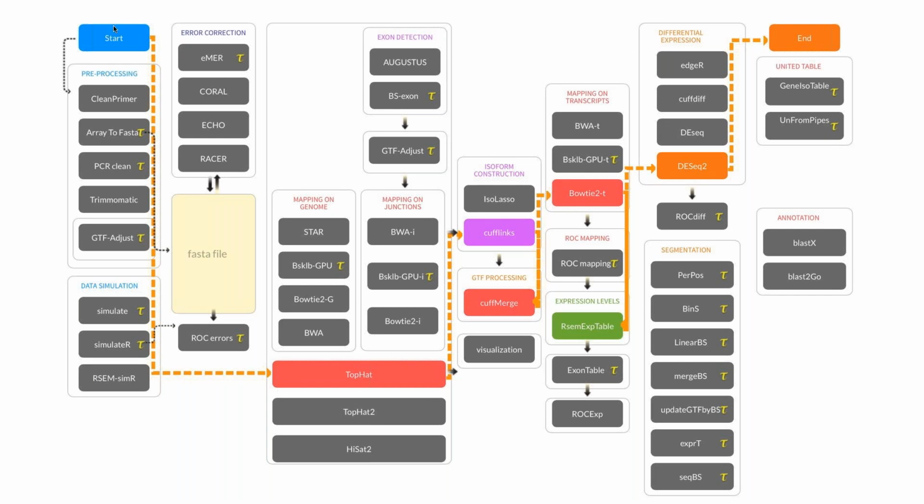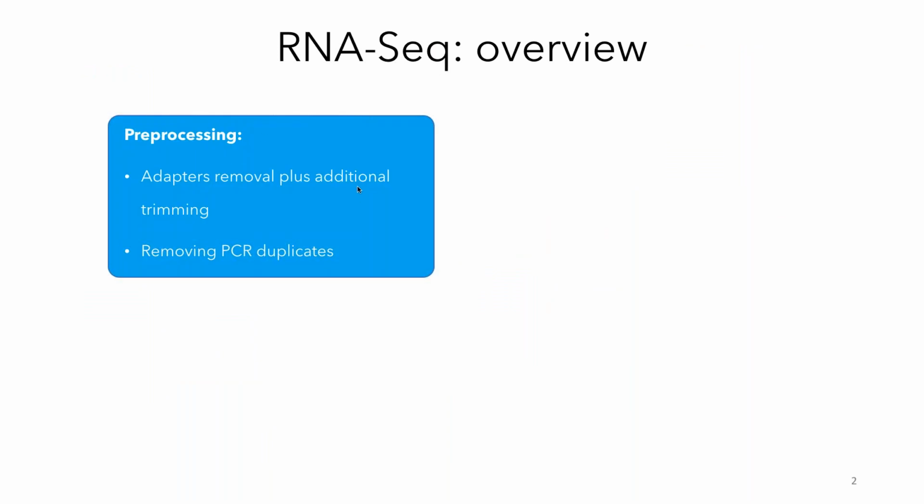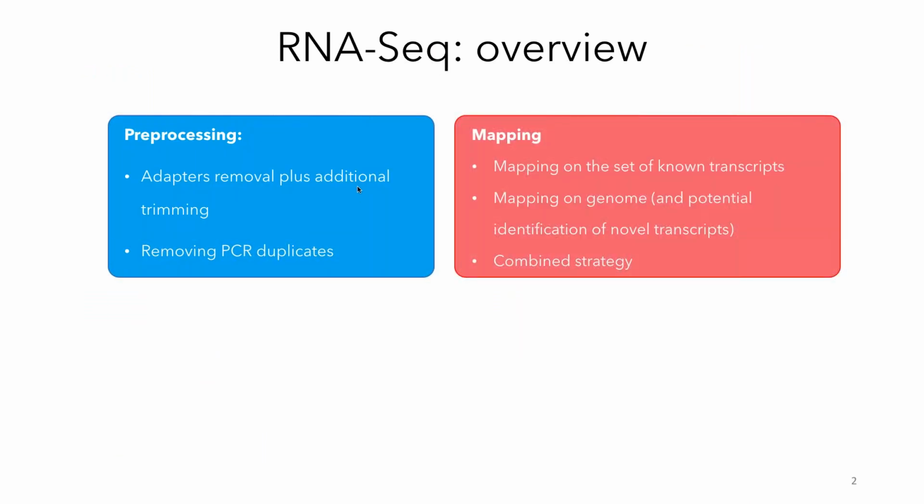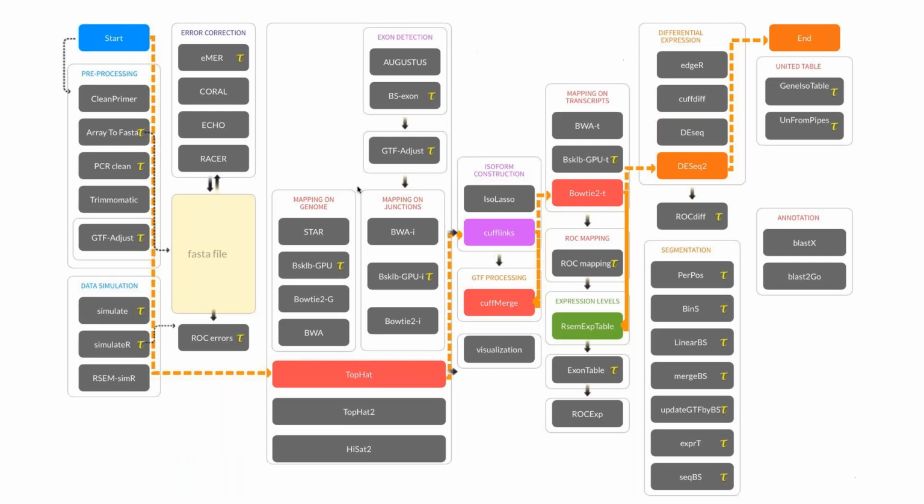Okay, so what we see here in terms of colors, as you can see, the blue is pre-processing, the red is mapping, green is quantification. So let's take a look over here. This is, sorry, the differential gene expression. So you can see the blue, we started here, and this section is all blue, so that would be pre-processing. And then we have the mapping strategies right here, where we have TopHat2 and HISAT, and we also have Bowtie2, BWA, and STAR. These are different ways to map on genome.